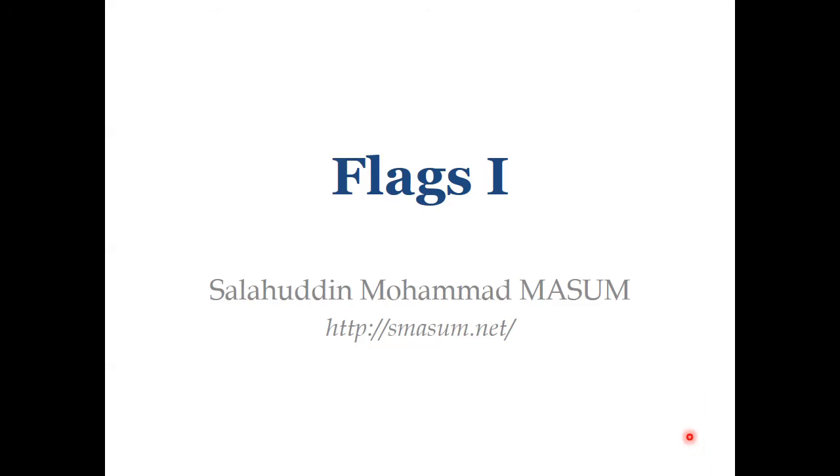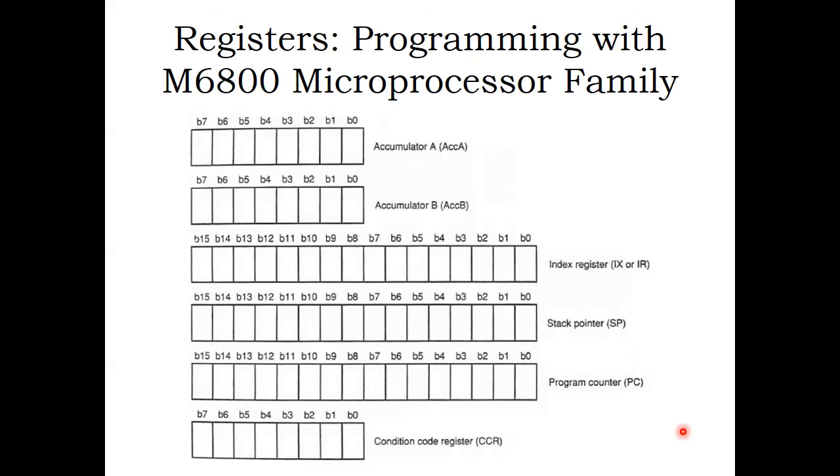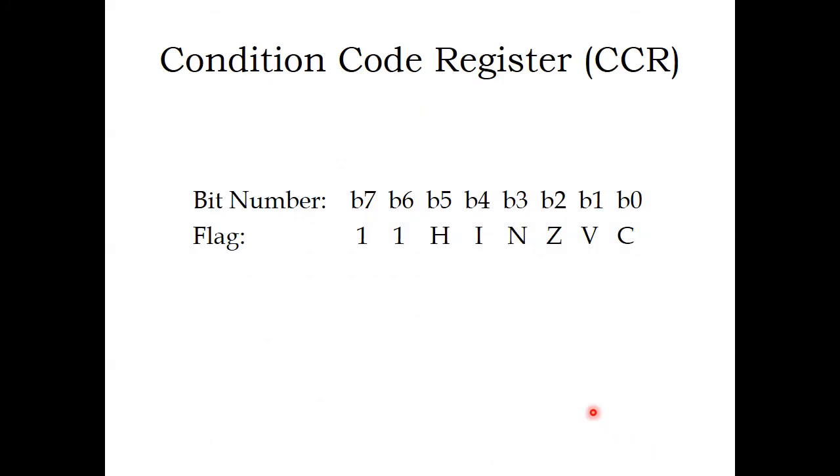So we are going to start our next lecture, which is on flags. Again, here is our list of all the registers once again. As you can see, we have talked about the accumulators. We probably worked with the index register, stack pointers, and program counters. Today we'll look at the very last register on this list, which is called the condition code register, in short CCR.